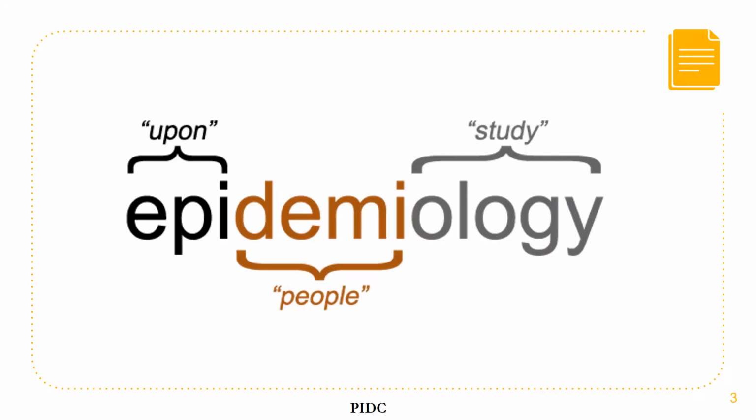Coming to the term epidemiology, the term epi means upon, demi means people, then logy means study. It's nothing but upon people study. That means we are studying the people. Why we have to study that we will see in the further slides.